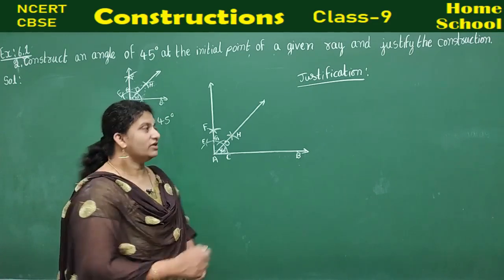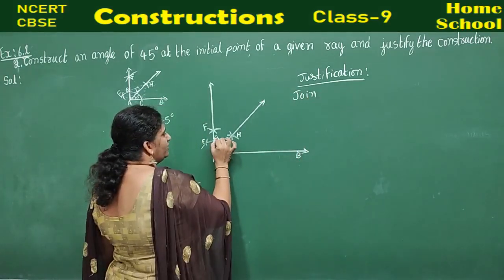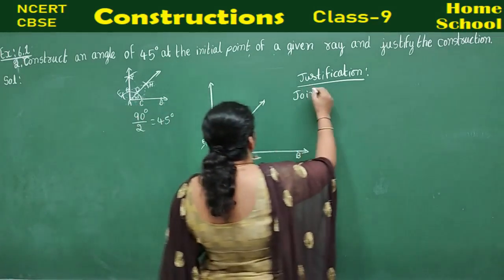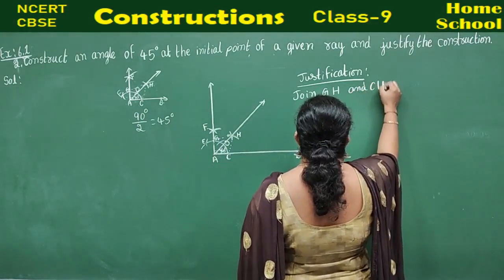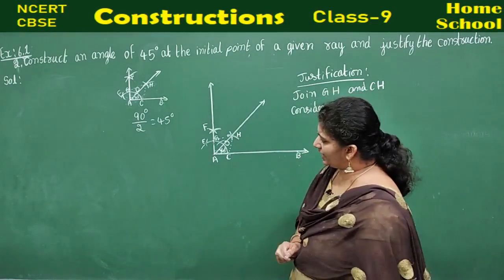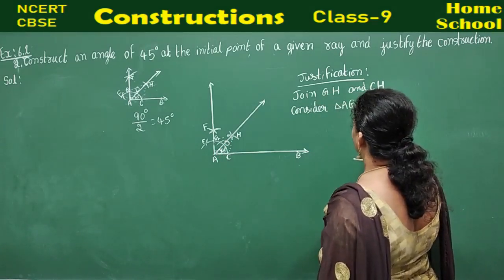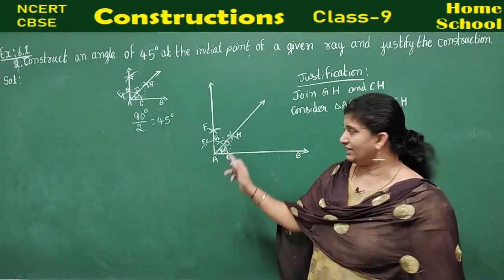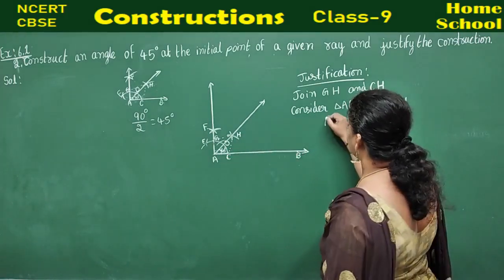Yeah, justification. Join. What shall we join here? GH and CH have the same radius. Now, join GH and CH. Consider the triangles. Which triangles do we take? Consider triangle AGH and triangle ACH. Now compare these two triangles.